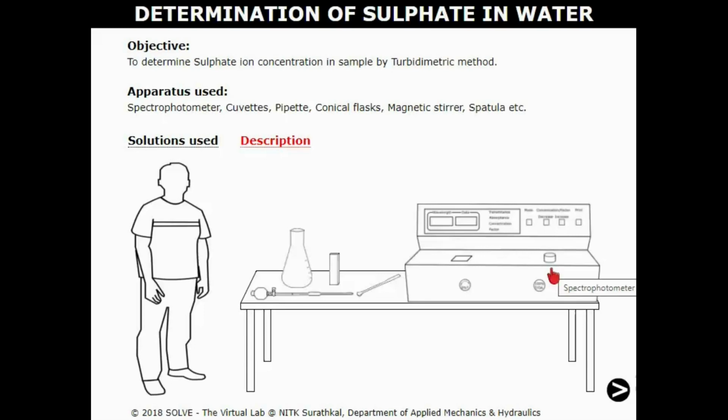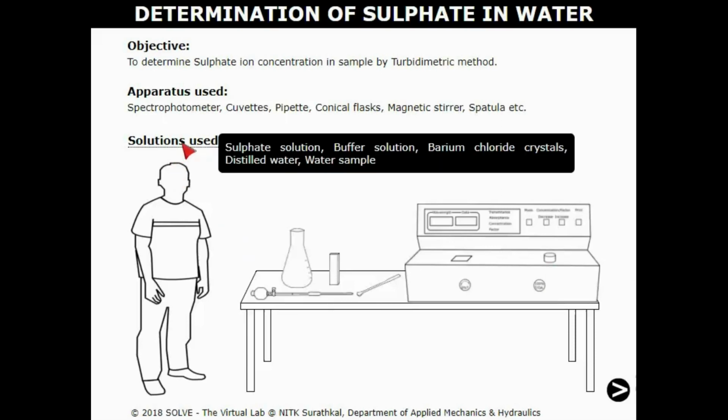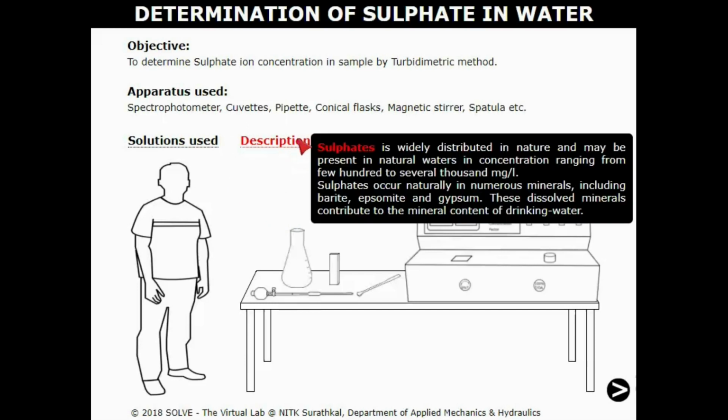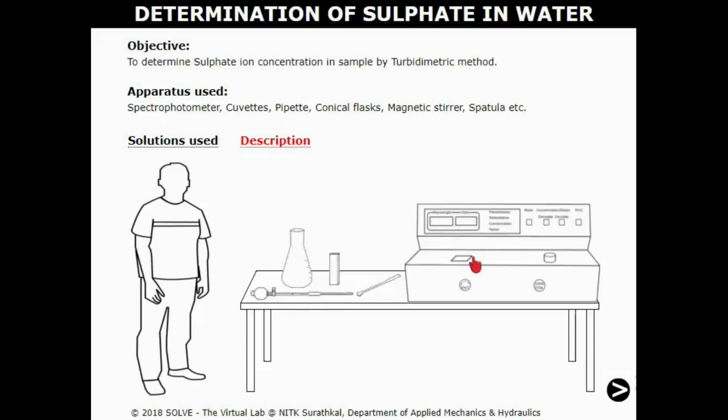The objective of this simulation is to determine sulfate ion concentration in a sample by using the turbidimetric method. To know about the solution used in this simulation, click on Solution Used. To understand the terminologies, click on Description. Throughout the simulation, to proceed to the next step, click on this arrow shown below.